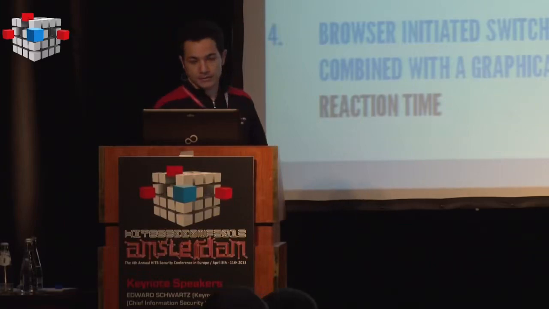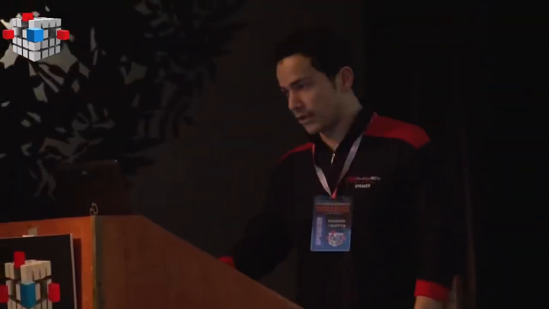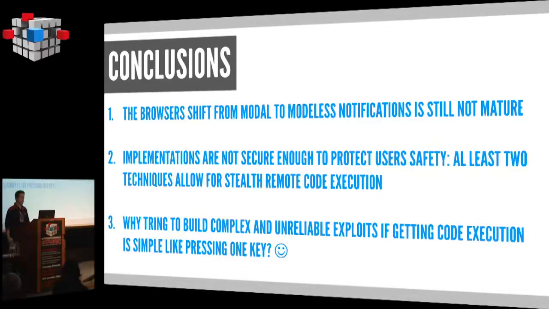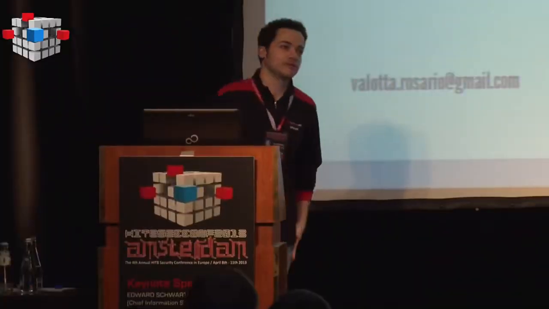So at the end, we can draw some conclusions. Browser shift from modal to modeless authentication is still not mature. Implementations are not secure enough to protect user safety. I showed you at least two kinds of techniques that allow for stealth remote code execution. And so, at the end, the joke: while trying to build complex and unreliable exploits, getting code execution is simple, just by pressing one key. Okay, I'm over. Thank you. If you have any questions.